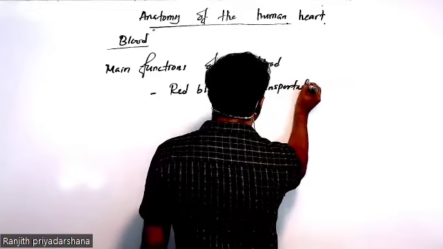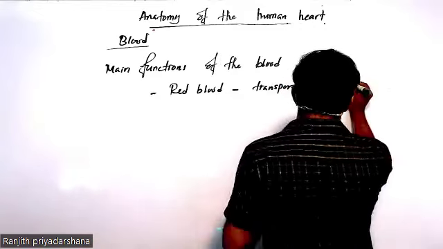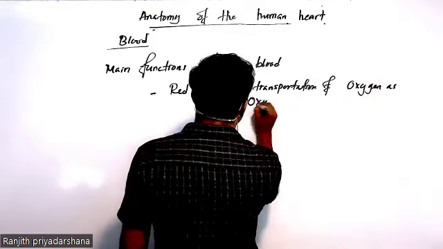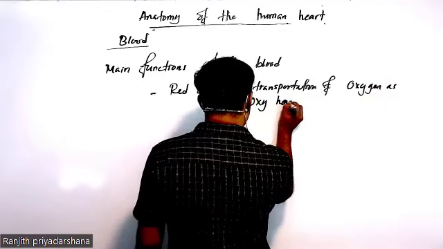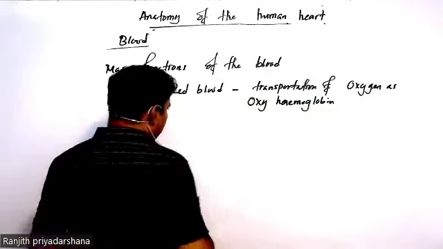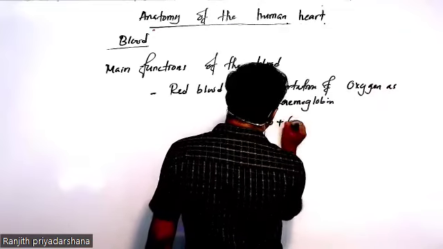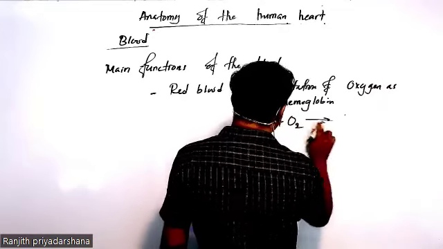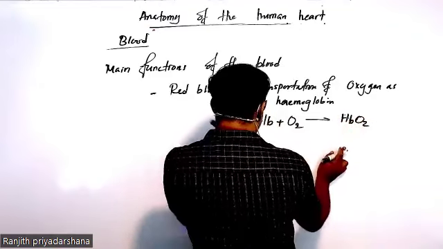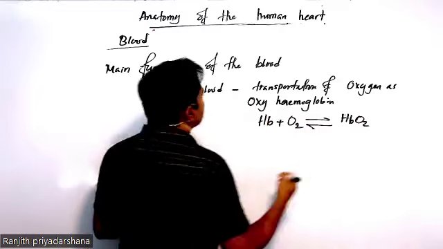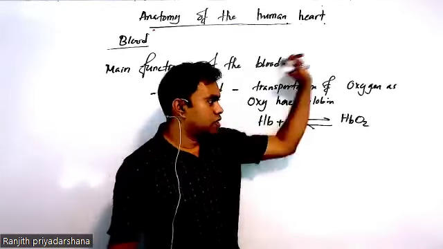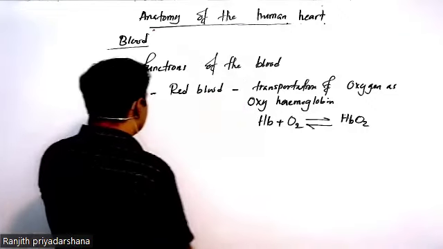Transportation of oxygen as oxyhemoglobin. That happens in the lungs as hemoglobin plus oxygen gives oxyhemoglobin, HbO2. That's a reversible reaction. When oxygen is required again, the reverse reaction occurs near tissues, so tissues can get oxygen and the hemoglobin comes back to the heart.